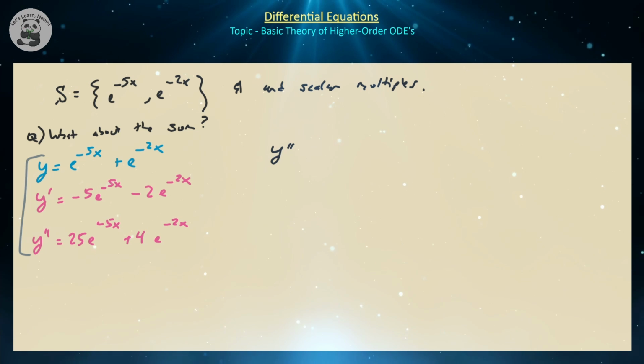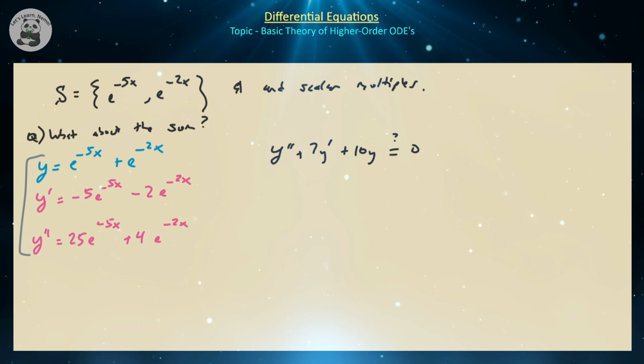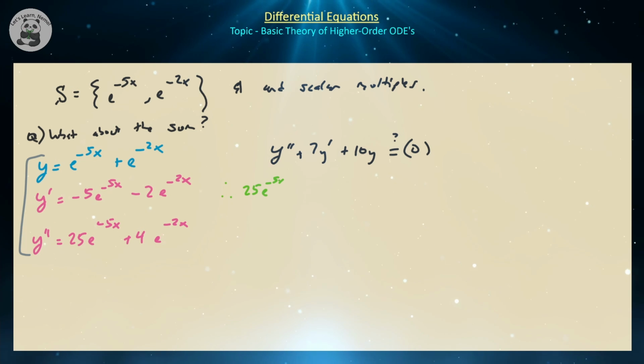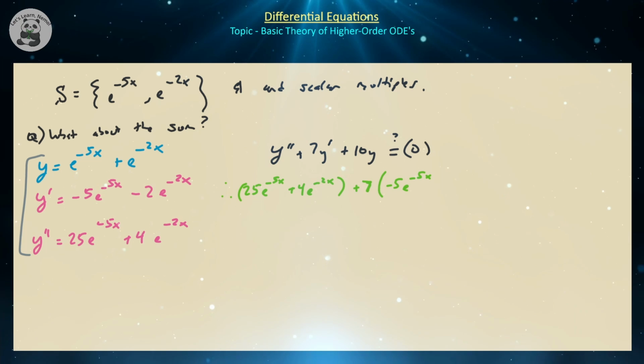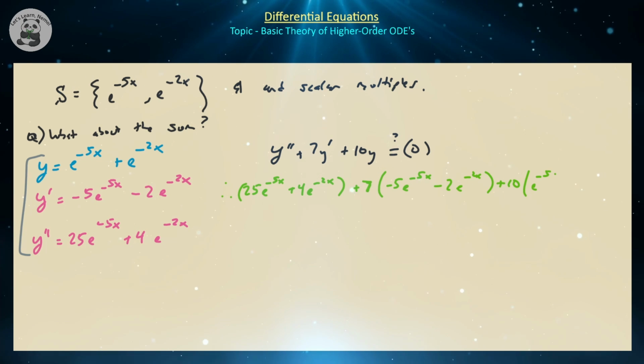So we're going to have y double prime plus 7y prime plus 10y. And our question is, are they equal to 0? If they are, then it is a solution. So y double prime is going to be 25 e to the minus 5x plus 4 e to the minus 2x, and then plus 7 times y prime, which is minus 5 e to the minus 5x, and then minus 2 e to the minus 2x, and then plus 10y, which is 10 e to the minus 5x plus 10 e to the minus 2x, and let's see what this is equal to.